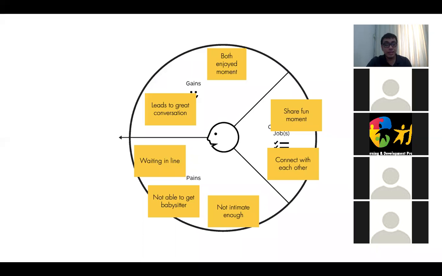And secondly, for gains, they want something that leads to great conversation. Maybe after they enjoy the moment, on the way back and all that, they can have a laugh about it, right? So that's a typical, I guess, date. And you guys will probably know better than me.